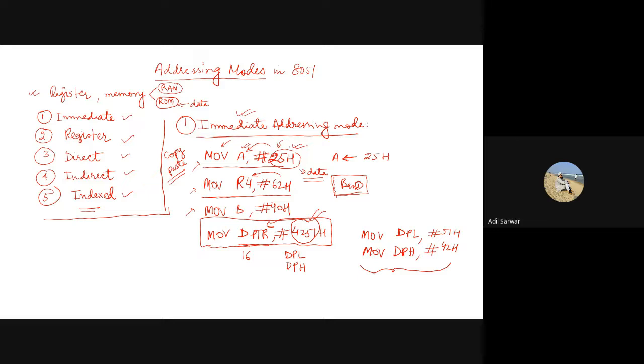Fine, any doubt here? And definitely the data that you are transferring should be 8-bit data. Other than this, all of them have to be 8-bit data, otherwise the microcontroller will generate an error. Any doubt?